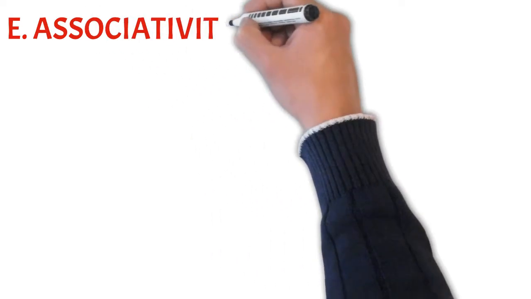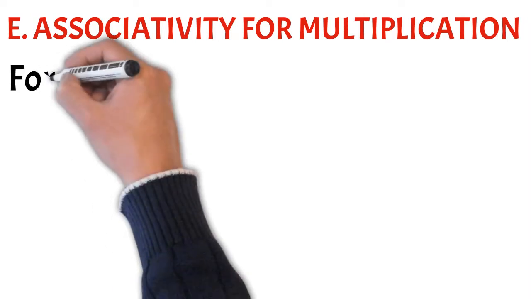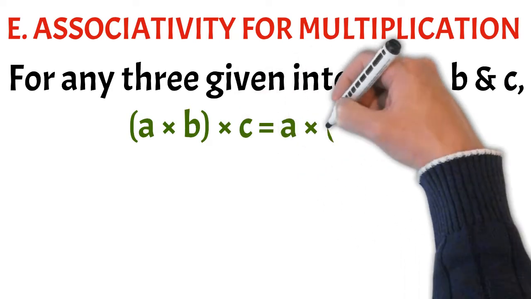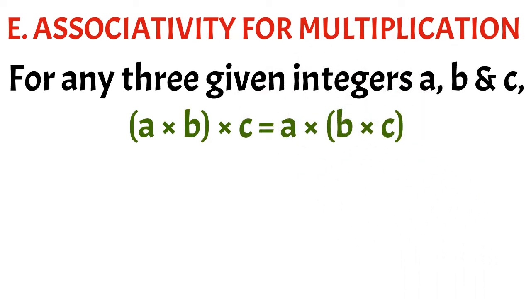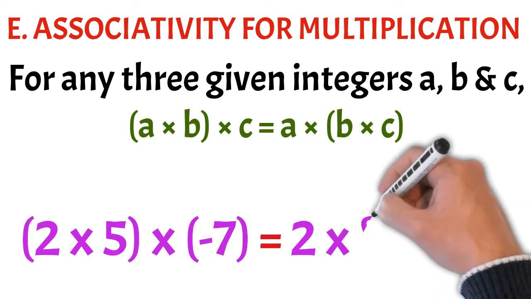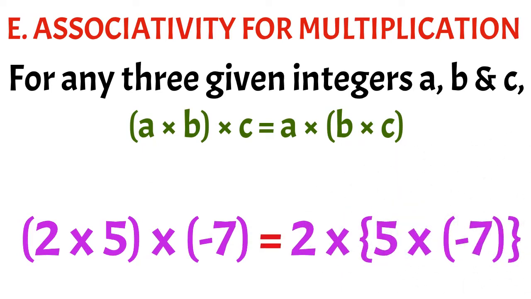Fifthly, associativity for multiplication. According to associative property of multiplication, for any three given integers a, b and c, a into b into c equal to a into b into c, regrouped. For example, 2 into 5 into minus 7 equal to 2 into 5 into minus 7, with different grouping.